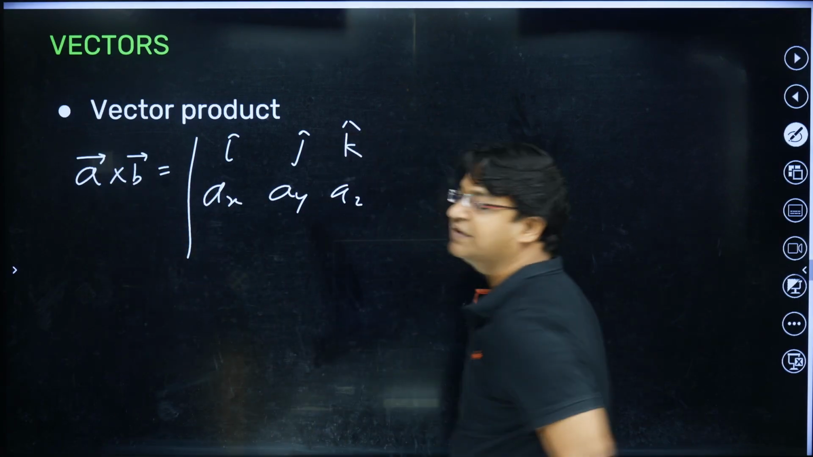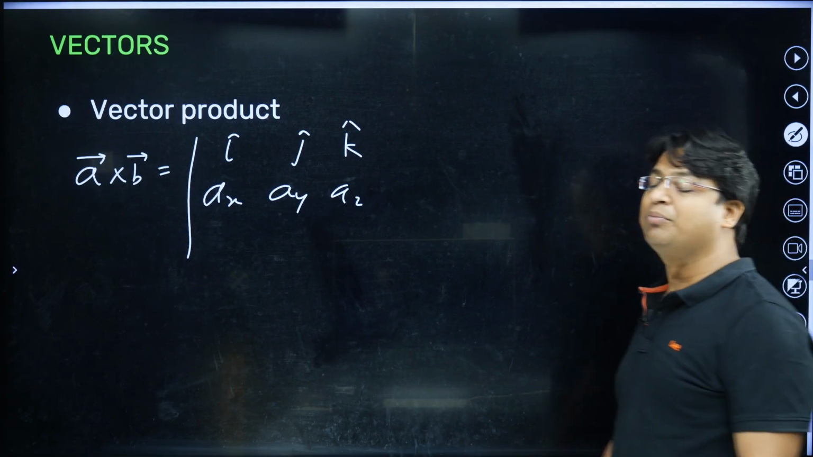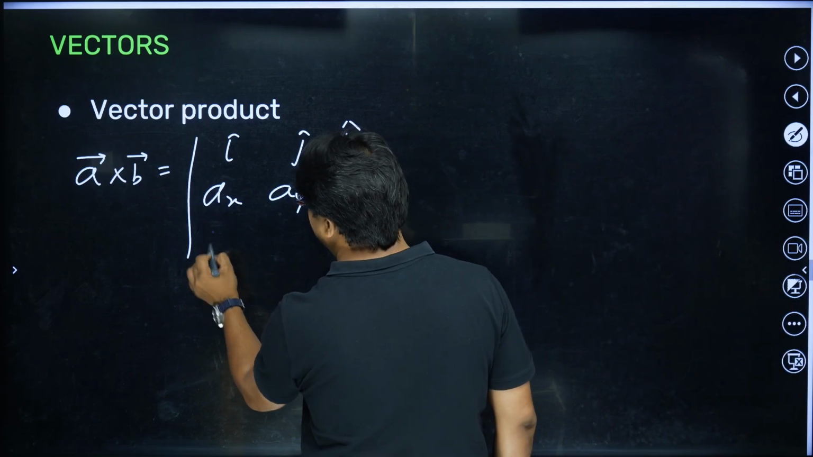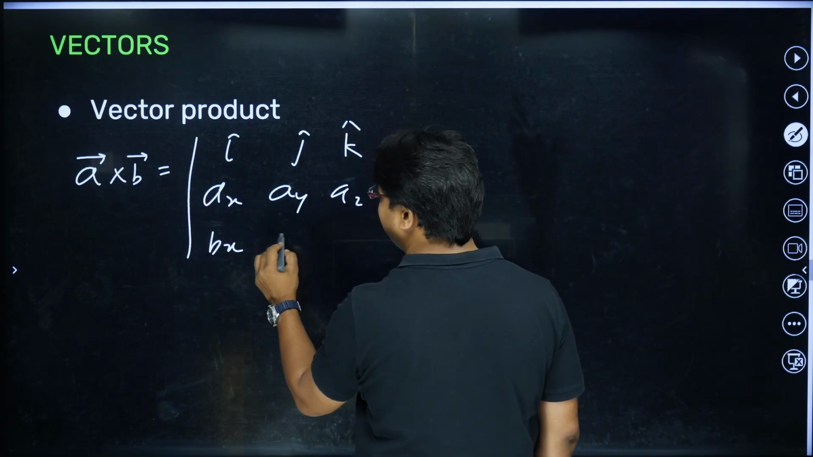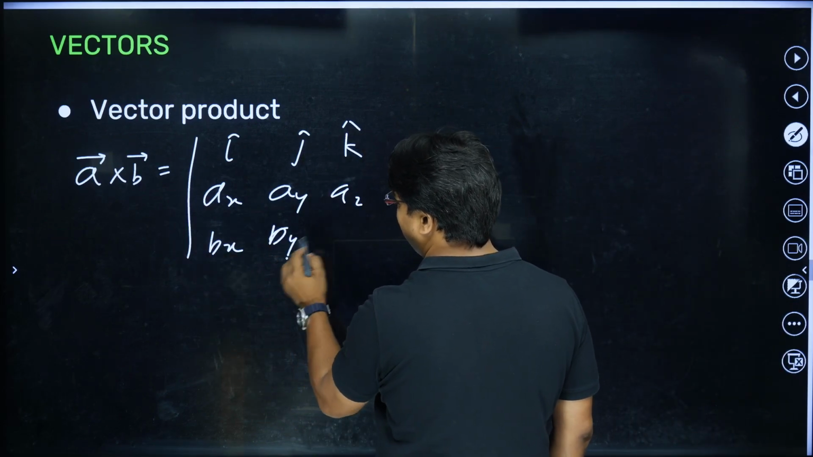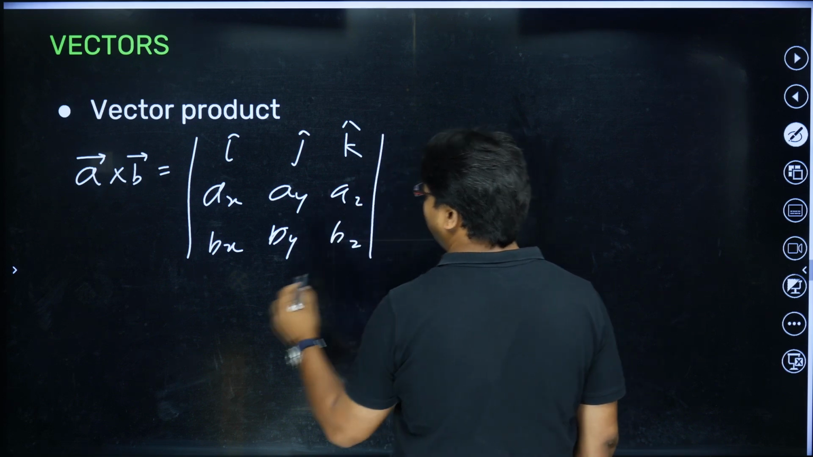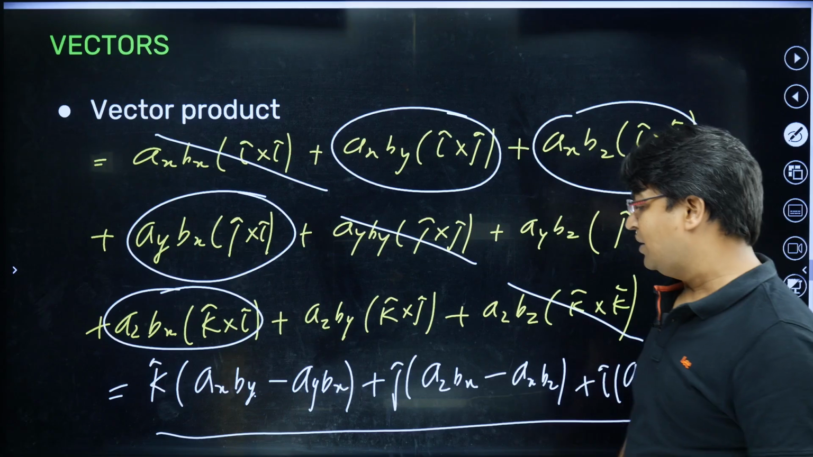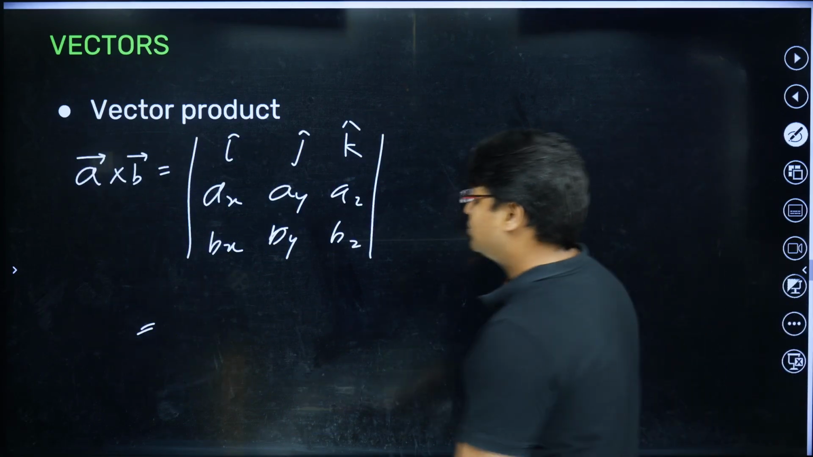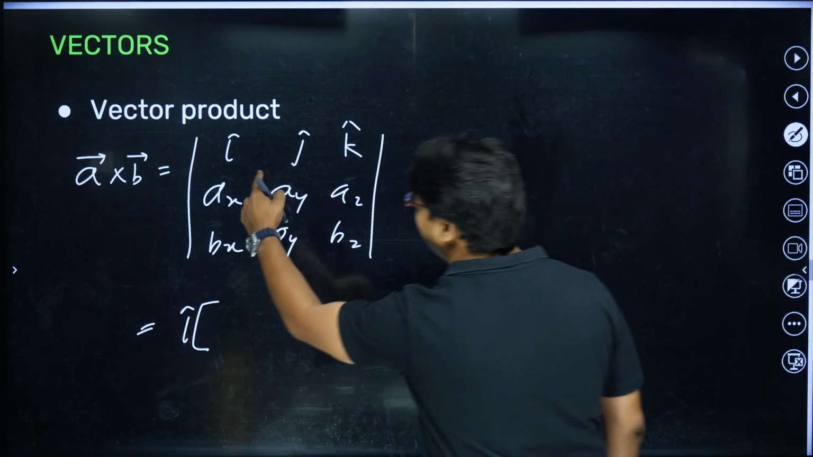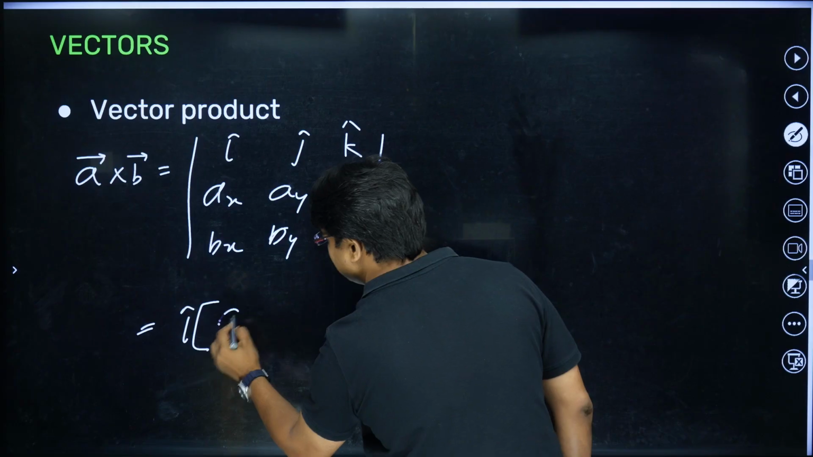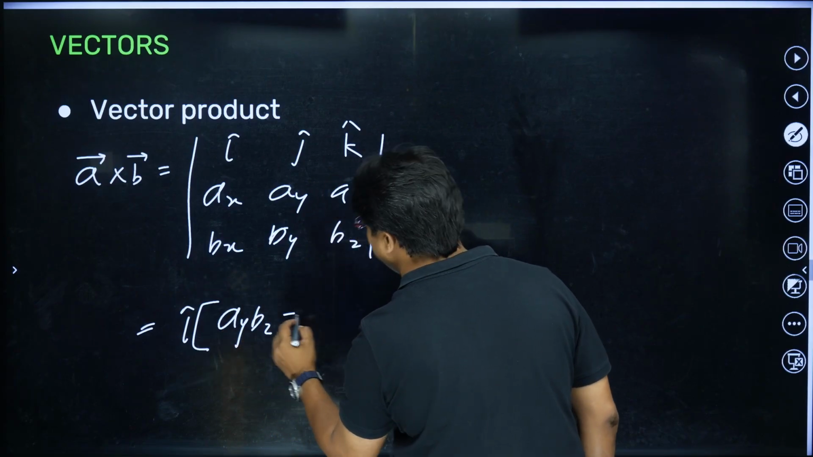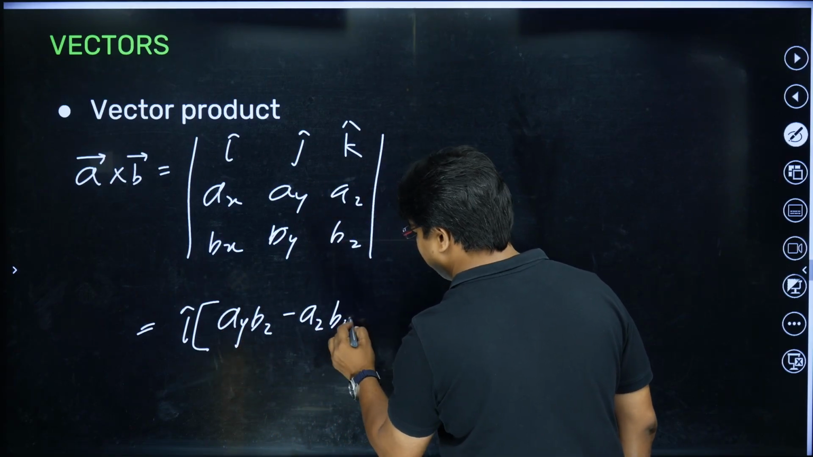Whichever vector is written first, the second row will form components of that. And then the last row would be the components of the vector written second. So this. And now what you have to do, if you remember how to expand the determinant, just expand it and you will end up getting this. Let me show you. So I will write I cap and then this minus this. So AY BZ minus AZ BY.